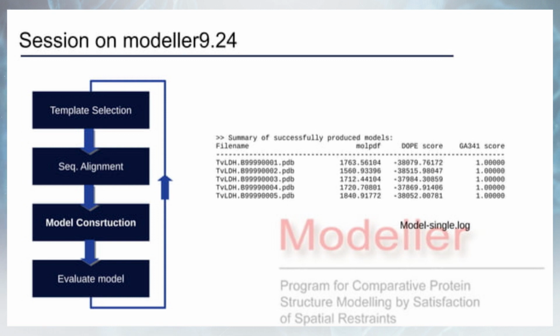The GA341 score has a threshold of 1, which means all the models are perfect, and then we look at the DOPE score. The least energy value will be the best DOPE score reported. So, among these 5 we have to select the best one on the basis of the DOPE score with the least energy value.